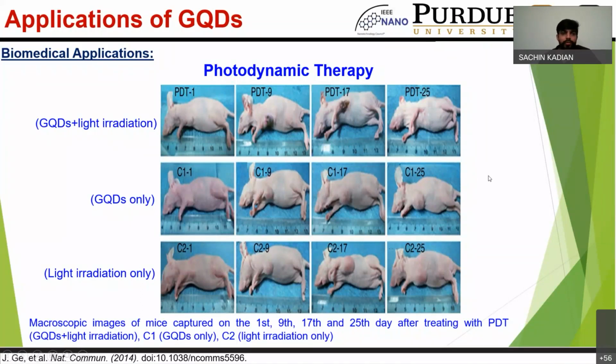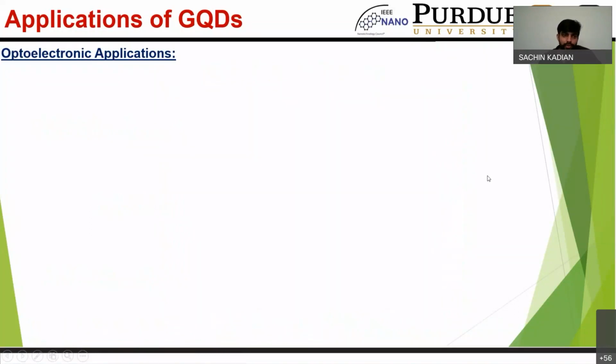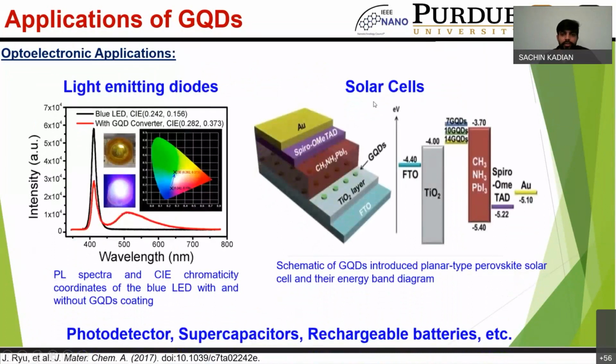Beyond that, they have also been used for optoelectronic applications because of their excellent optical and electronic properties and tunable band gap. They can be used as light emitting diodes, solar cells, photodetectors, supercapacitors, etc. While we were learning all this, about 5 years back I started this journey, and we came to know that GQDs are showing interesting properties.